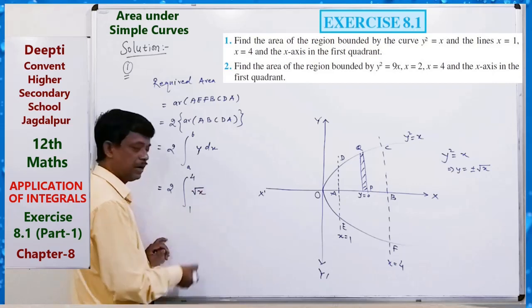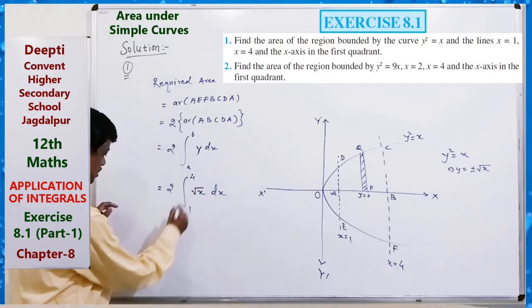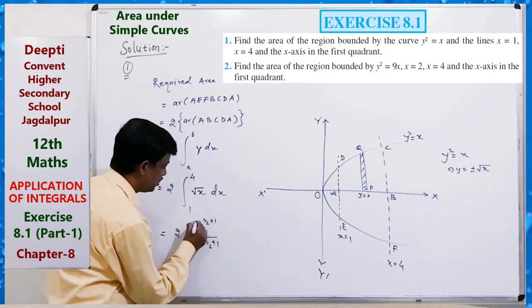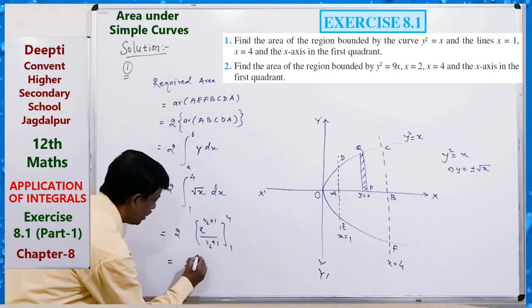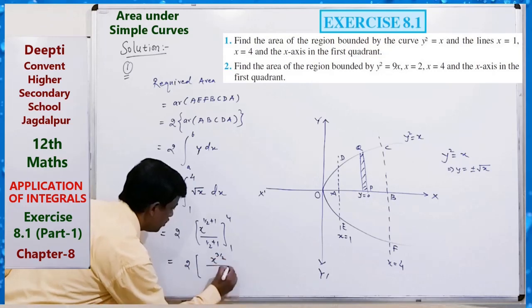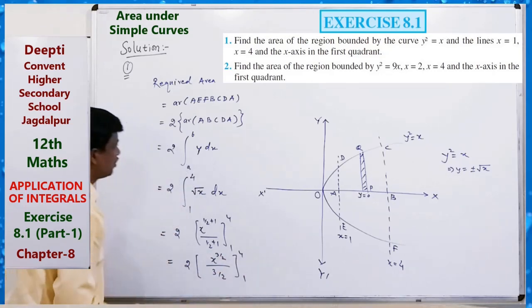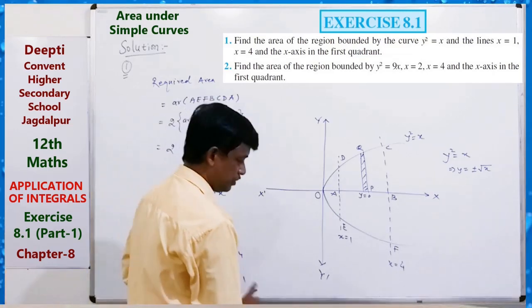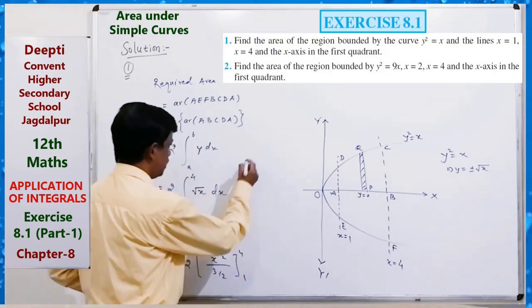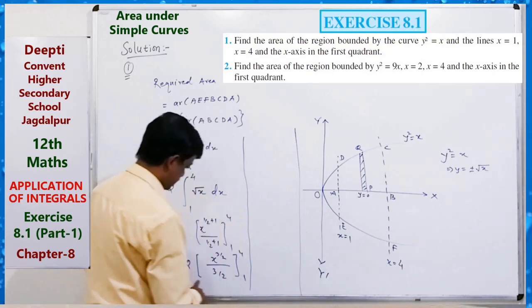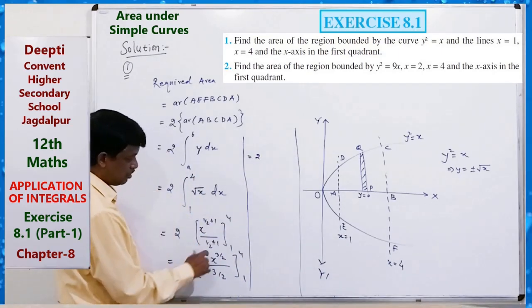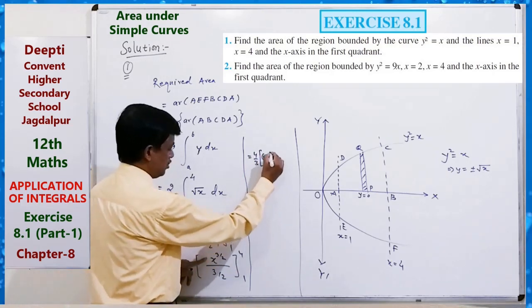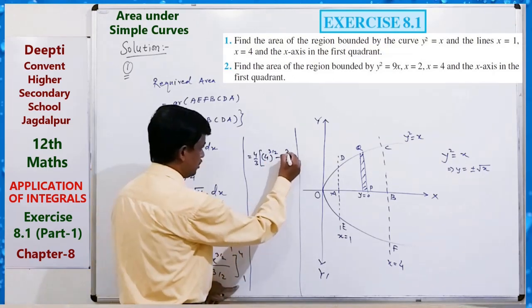So we can write like this. Now solve it by integration. Very simple. X to the power 1 by 2. So x to the power 1 by 2 plus 1 upon 1 by 2 plus 1 and limit from 1 to 4. So we can solve it: 2 times of x to the power 3 by 2 upon 3 by 2, 1 to 4. Now solve it. 3 by 2, so 2 by 3. Here, this is equals to 2 times of 2 by 3, and x to the power 3 by 2 means 4 to the power 3 by 2 minus 1 to the power 3 by 2.